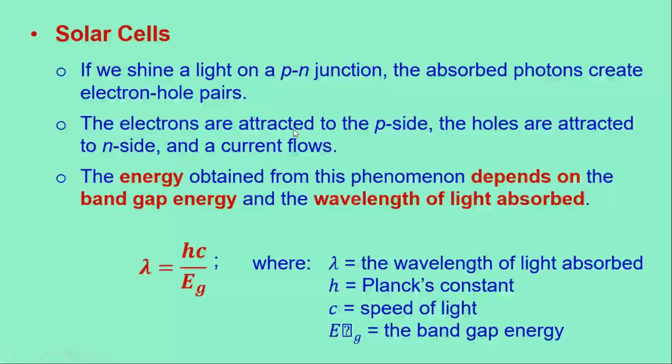So the electrons are attracted to the n side, and the holes are attracted to the p side. We have a p-n junction still, and the electrons will be attracted to one side and the holes to the other side. Therefore, there will be that flow of current.